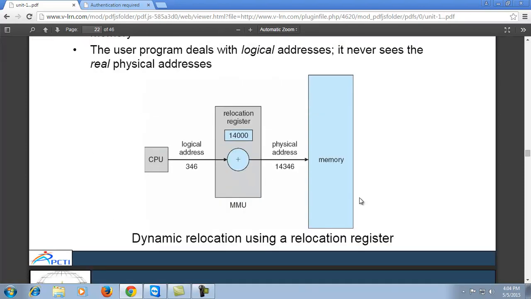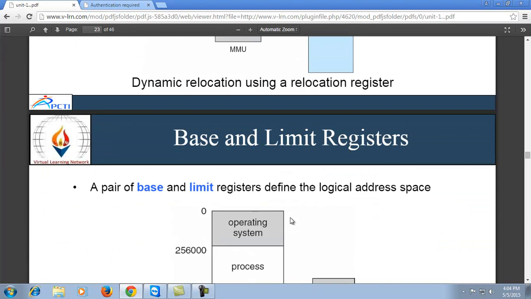In this diagram, there is a CPU which generates a logical address, like this 346, and the relocation register has the value 14,000. Both of them must be added, and then we get the physical address, that is 14,346, in the memory. With dynamic relocation using a relocation register, we can allow a number of processes, limited only to the memory we have available for allocation.